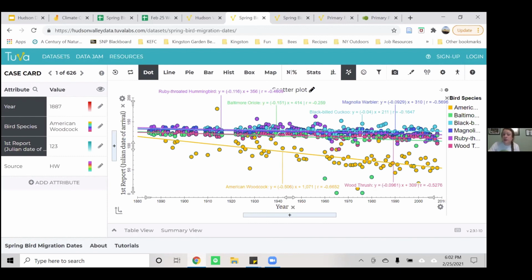Do you all have any questions about TUVA? Is it just for your data sets or can you import your own data? Yeah, you can import your own data. You can set up an account and add, I think, 5 data sets for free. And once you hit that 5, you can always delete one of your data sets and add in a new one. Or you can get a paid account, and then I think you can add unlimited.